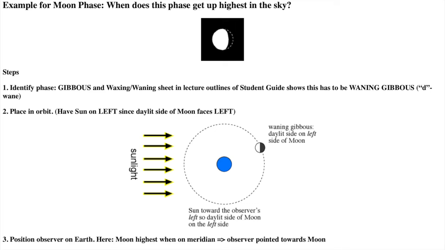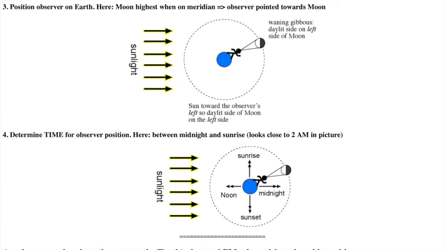Step 2 is placing the moon phase in the proper place in its orbit. I'm going to draw the Earth-Moon-Sun system with the Sun on the left, since the left side of the Moon is lit up. Step 3 is placing the observer on the Earth so the observer is facing the Moon. That's because the question asked you to find out when the moon phase was up highest in the sky. That's when our part of the Earth is pointed right toward the Moon. There's the standard stick figure with the raised right hand and the lowered left hand.